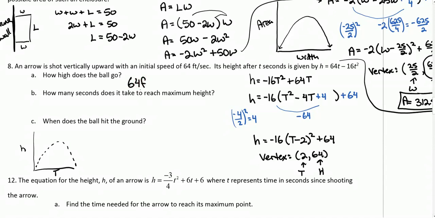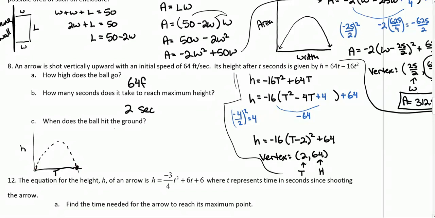How many seconds does it take to reach the maximum height? 2 seconds. Both of those came from our vertex. When does the ball hit the ground? Now, vertex form doesn't help us when the ball hits the ground. When the ball hits the ground in our picture, that is at an x-intercept.